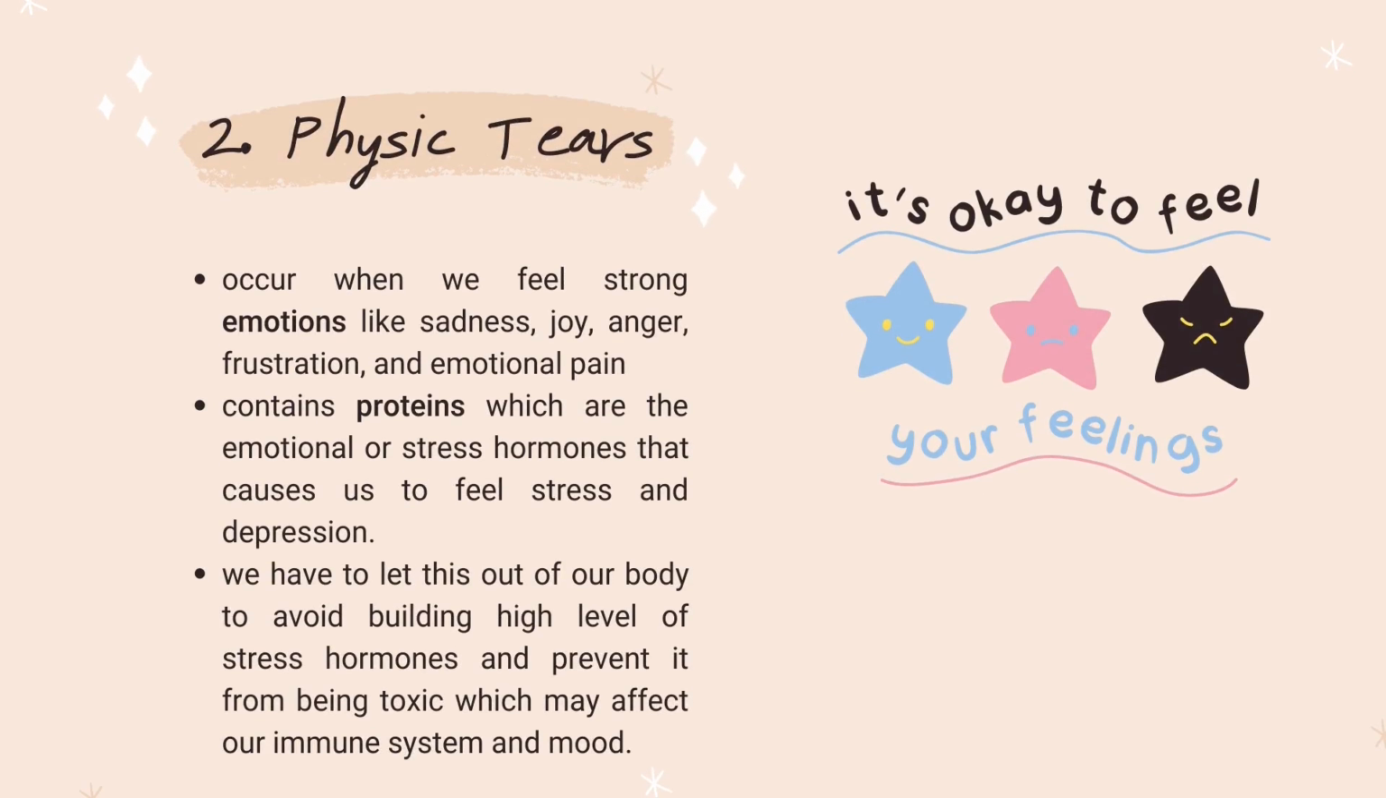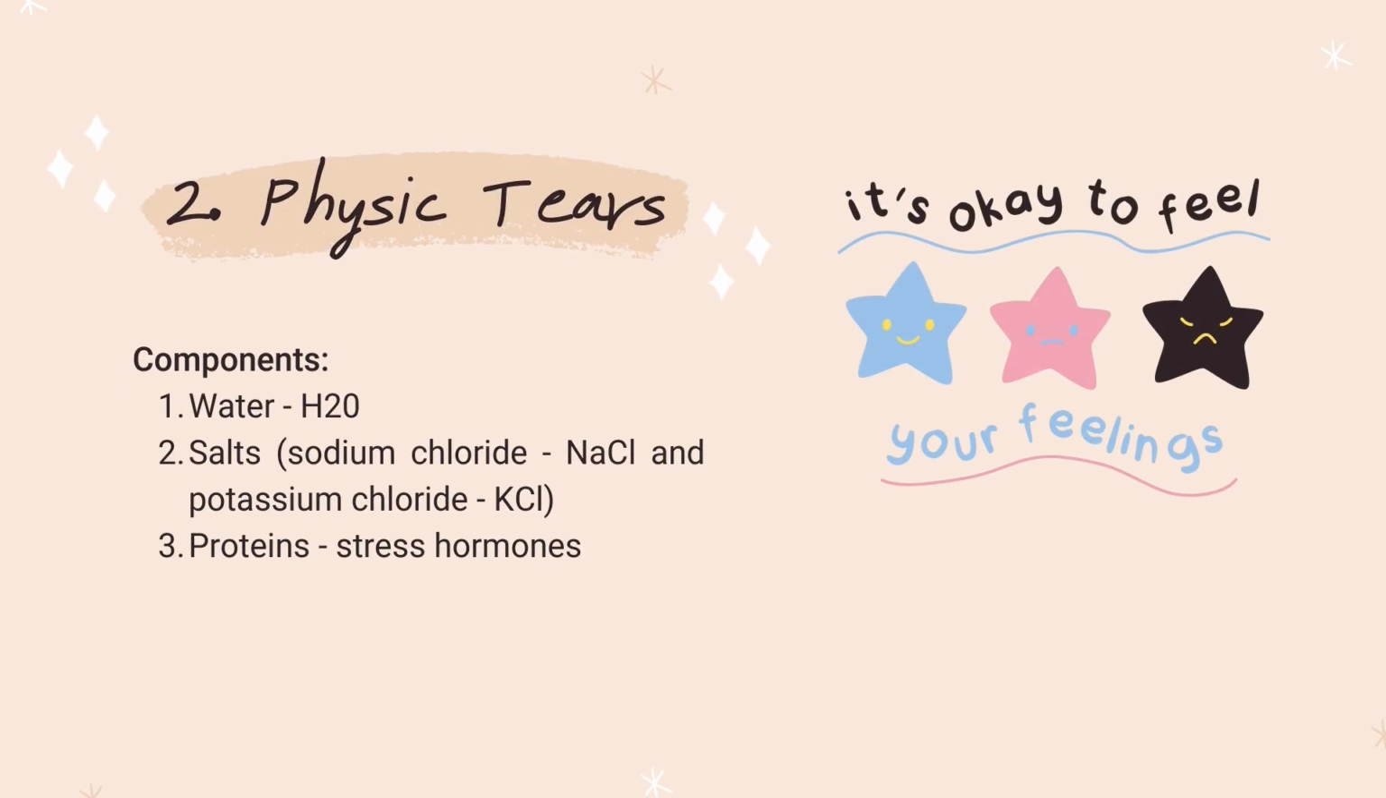Then, for the psychic or emotional tears, these are the tears that occur when we feel strong emotions like sadness, joy, anger, frustration, and emotional pain. They contain proteins, which are the emotional or stress hormones that cause us to feel stress and depression. Thus, we have to let this out of our body to avoid building high levels of stress hormones and prevent them from becoming toxic, which may affect our immune system and mood. And our psychic tears are composed of number 1, water, number 2, salts, and number 3, proteins.